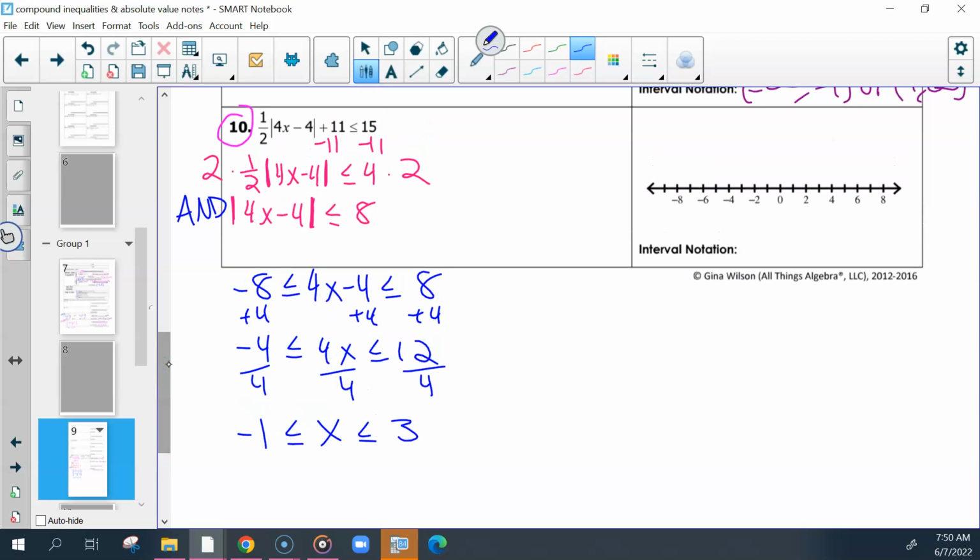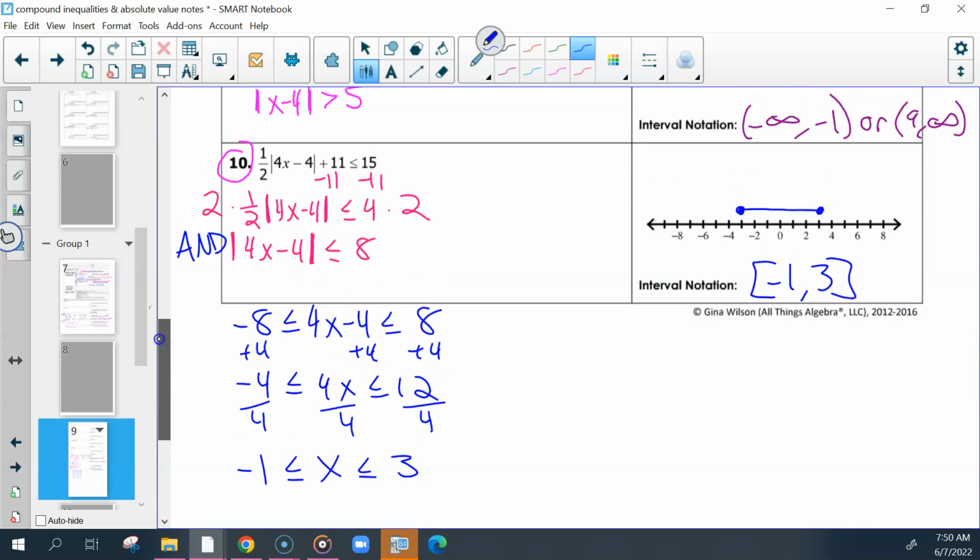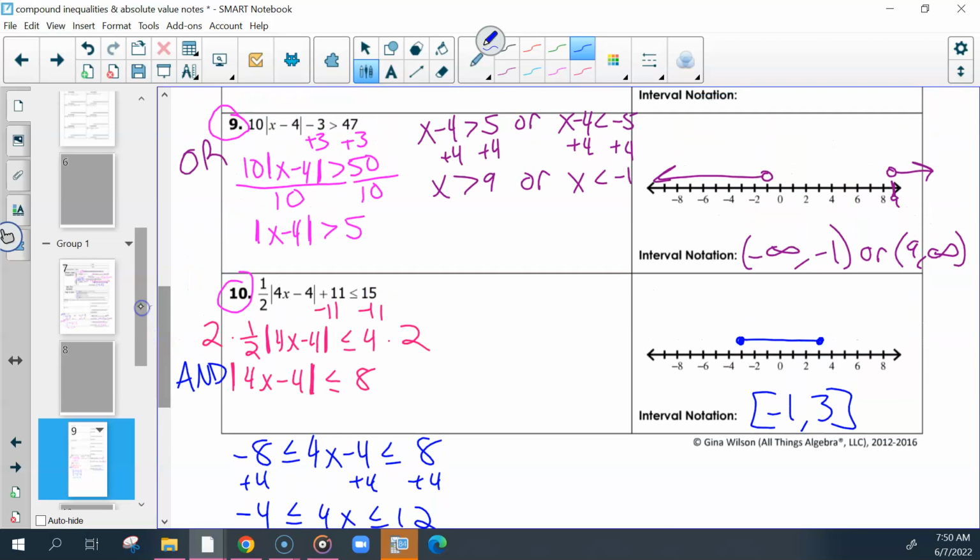So these will be closed circles at negative 1 and 3. And then brackets, negative 1 and 3. Do we have any questions on that one? Or any questions on absolute value inequalities in general?